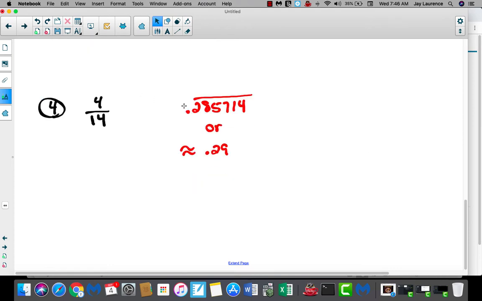So it is a repeating decimal, but you don't realize it starts to repeat until the 6th digit. Most people wouldn't go that far. They would probably round to the nearest hundredth and get about 29 hundredths, okay? But if you went far enough, because you were curious, I wonder what's going to happen, then you would get the decimal 0.285714, and it would start repeating.